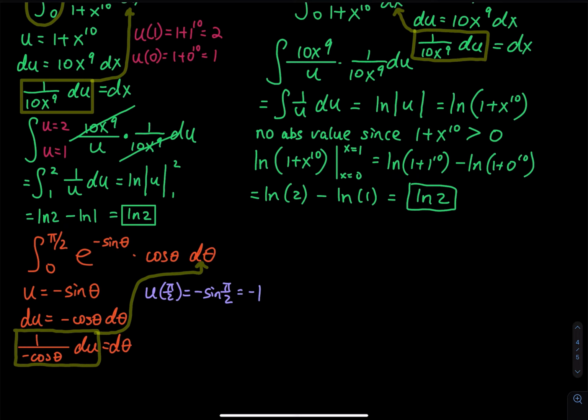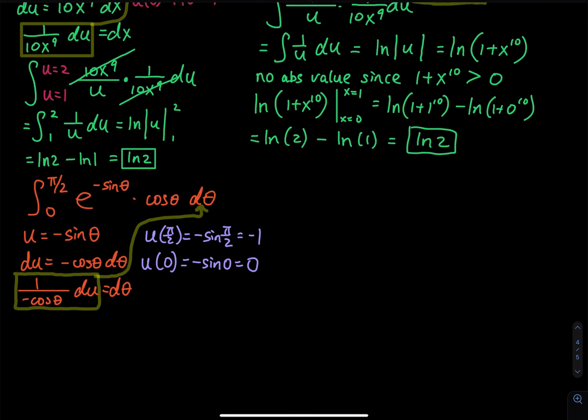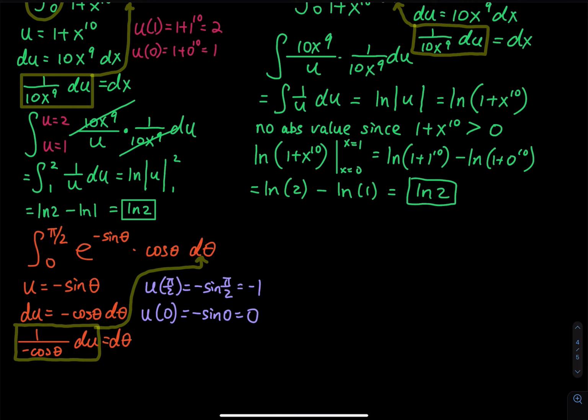1 negative times a 1, so that is a negative 1, and then u of 0, that is negative sine of 0. Sine of 0 is equal to 0, so this is equal to 0. And then that brings me to the next question. The next question is, let me just do it right here.